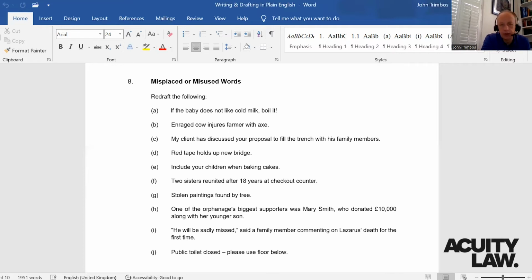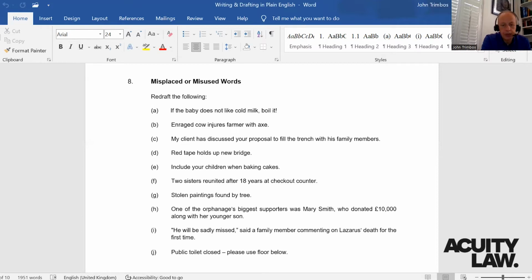So for most of these, I think we can actually just rejig the word order, like boil the milk if the baby doesn't like it cold. But for some of these, that's not going to be enough. For some of these, I think we are going to have to change the vocabulary. So for some of these, it's not just a question of playing around with word order. We're going to have to change the wording as well.